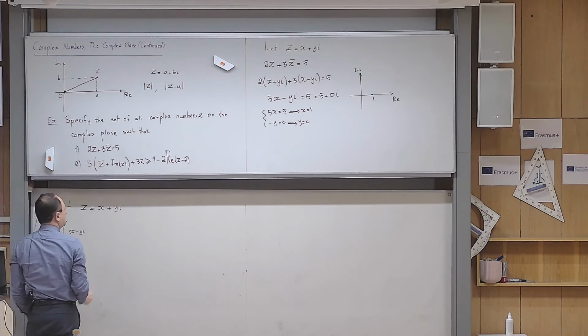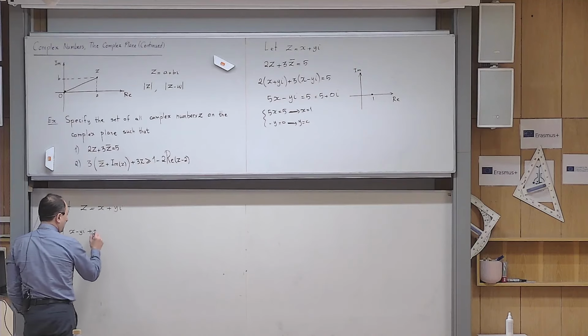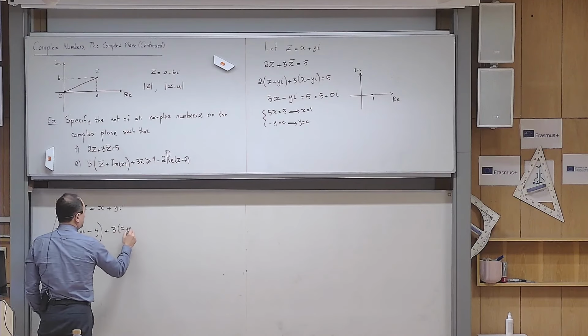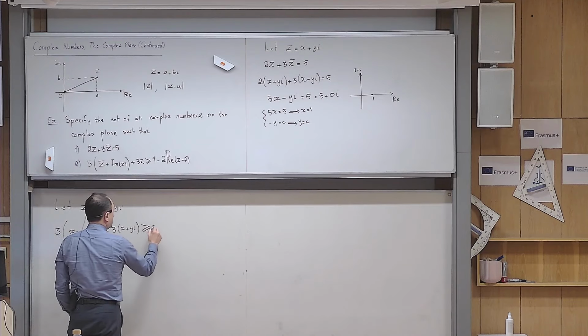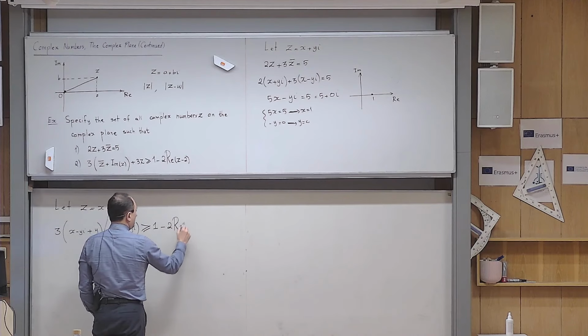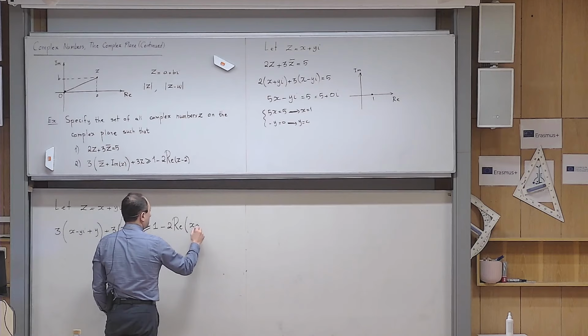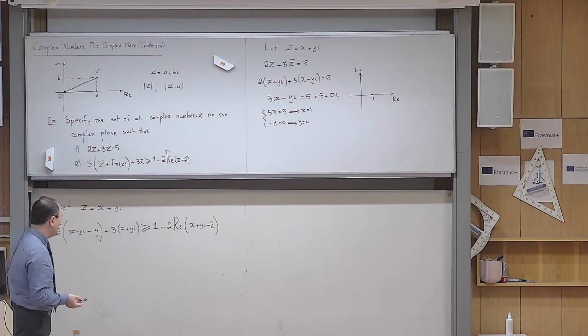And then I have imaginary of z, which is, what should I write instead of imaginary z? Only y, be careful. Yes, and then plus 3 times your z is greater than or equal to 1 minus 2 times the real part of z, which is x plus yi minus 2. Yes? I just put them there.